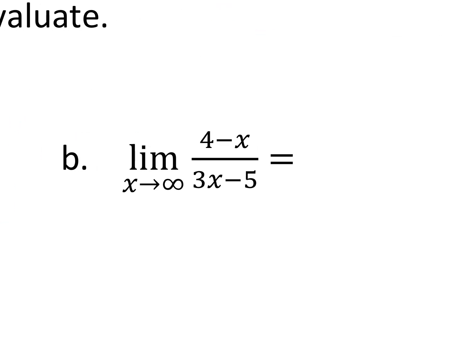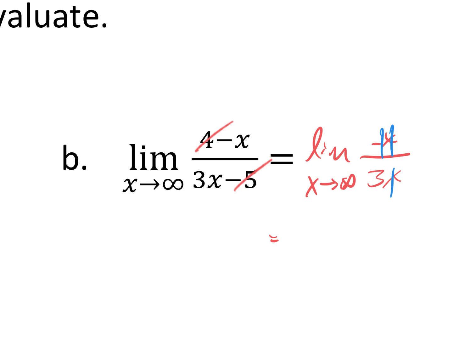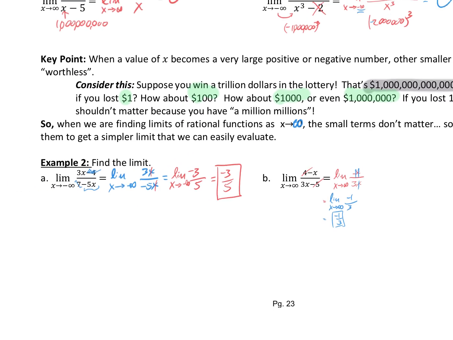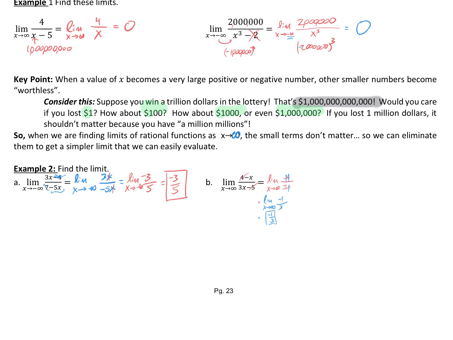What about this? Here we're going to infinity. Similar idea. You might pause it and give it a try if you want. When we're going to infinity, that 4 doesn't really matter. That 5 doesn't really matter. So this is the same as the limit as x goes to infinity of negative x over 3x. Those x's cancel, leaving a 1 behind there. So this is really just the limit as x goes to positive infinity of negative 1 over 3, and that is negative 1/3. So again, when we're going to infinity or negative infinity, those small constants don't really matter.